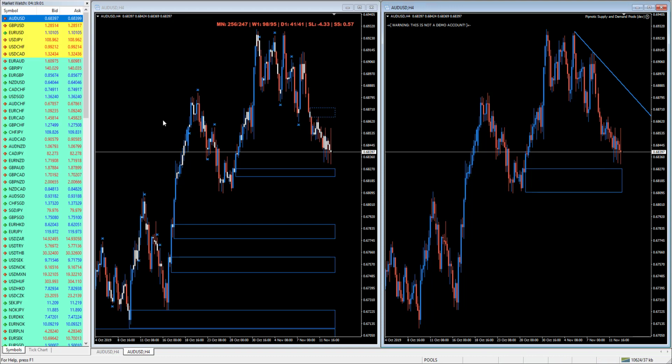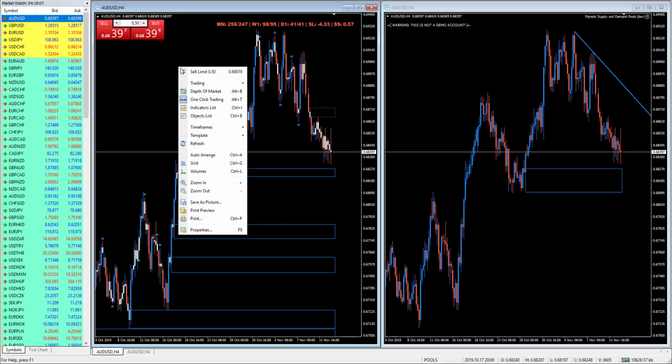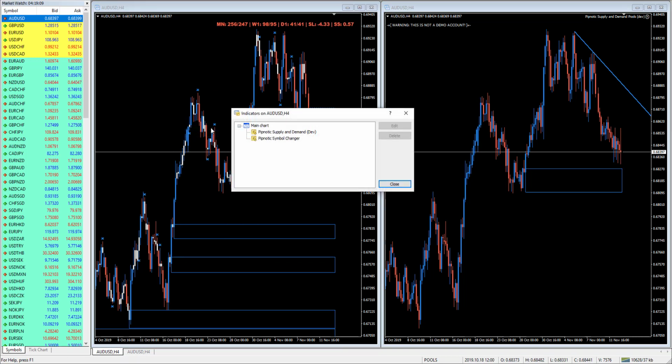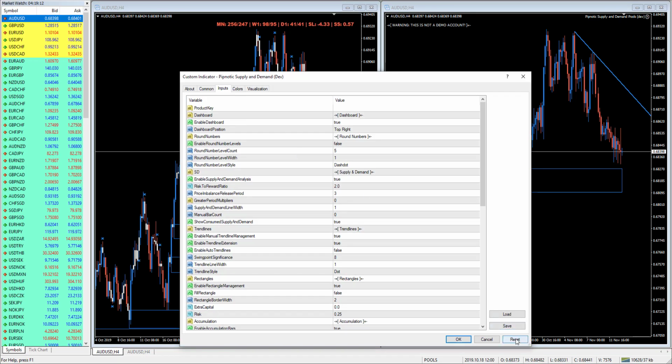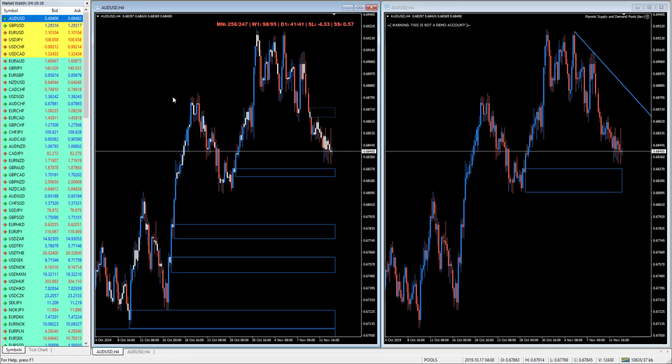And on the left side I have a normal chart with the supply and demand software, like so, in its default configuration. Okay, so I have that like that, just doing its default thing straight out of the box.